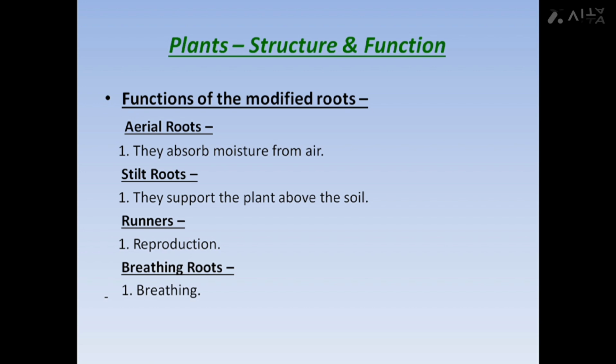Now we'll see the functions of the modified roots, which we had listed in the previous slide. The first one is the aerial roots. They absorb moisture from air. Stilt roots support the plant above the soil. Runners, the function of runners is reproduction. And breathing roots, the function of breathing roots is, as the name suggests, breathing.